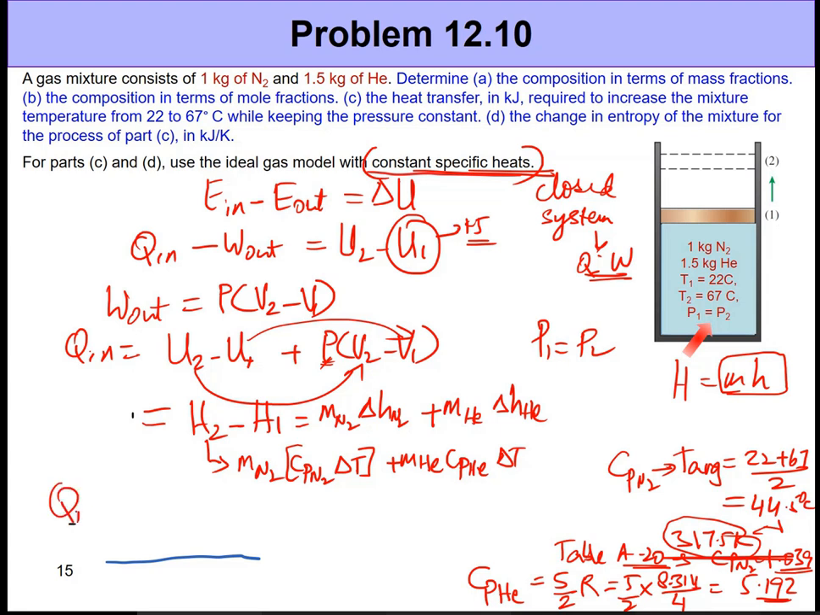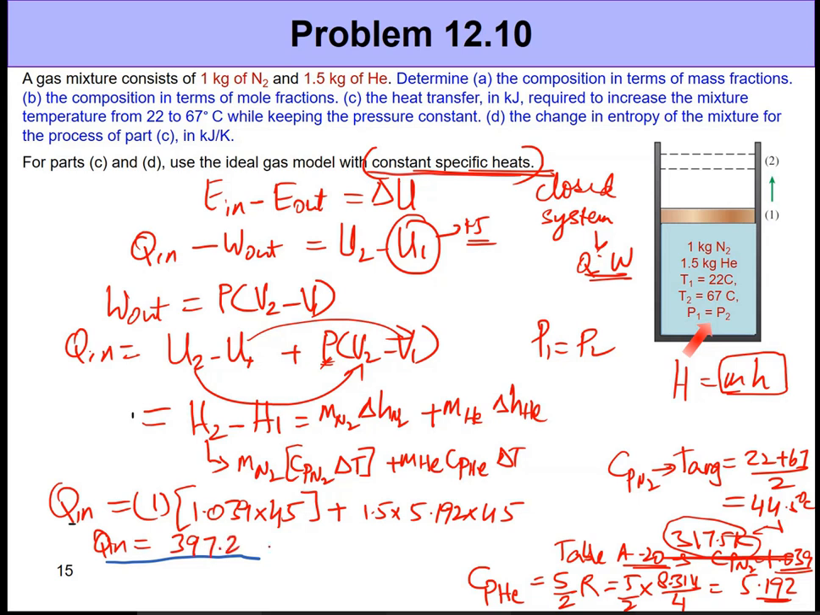So here we can go back and write Q is mass of nitrogen, which is 1 kilogram, times Cp of nitrogen 1.039 times delta T. Now delta T here, 67 minus 22, is 45. Plus mass of helium 1.5, Cp of helium 5.192 times delta T, again 45. So Q comes out to be 397.2 kilojoules.